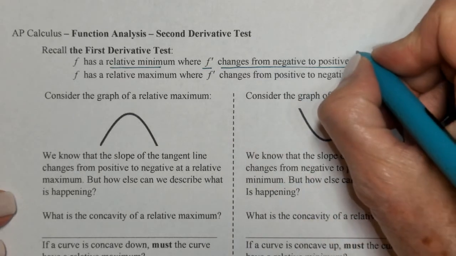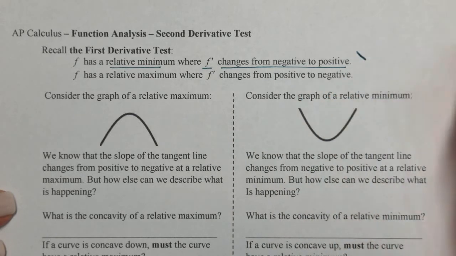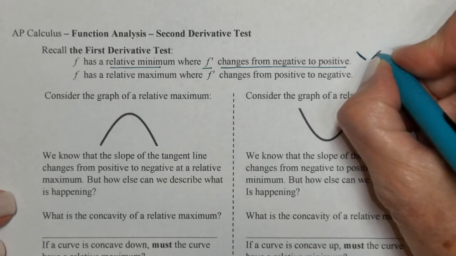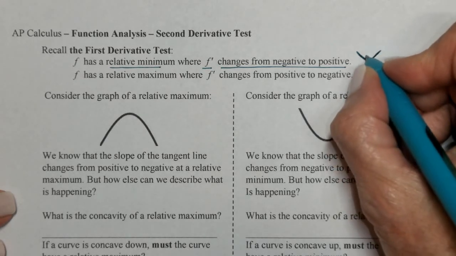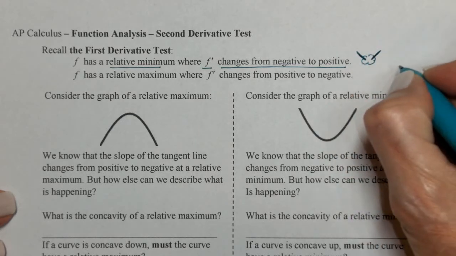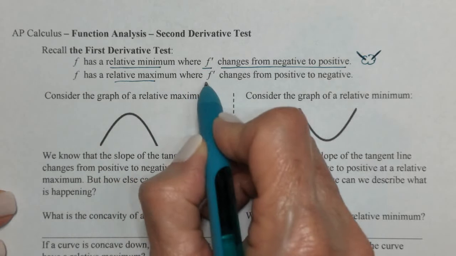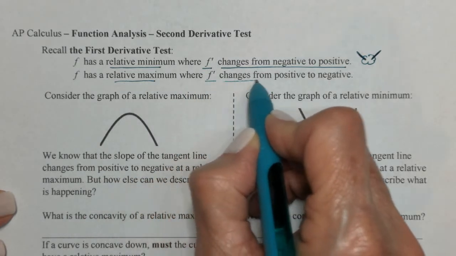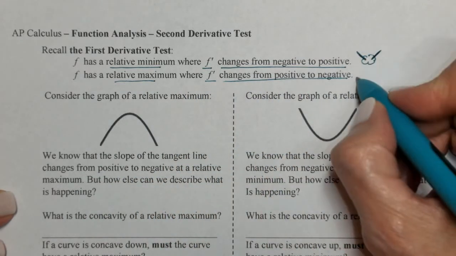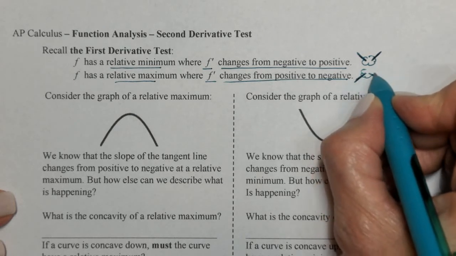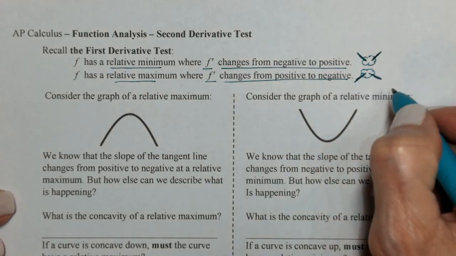That makes sense because if f prime is negative, we're decreasing. When f prime is positive, we're increasing. So that would make this a little relative minimum. F has a relative maximum where f prime changes from positive to negative. So if f prime is positive, we're increasing. If f prime is negative, we're decreasing. That would make a location of a relative maximum.